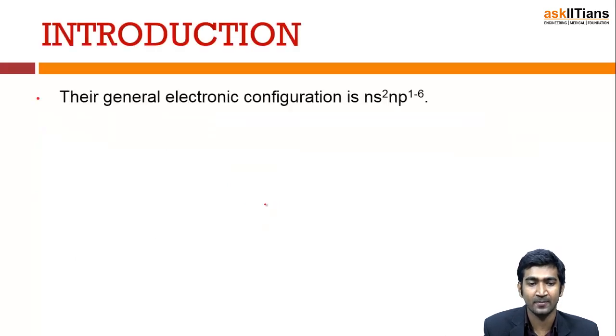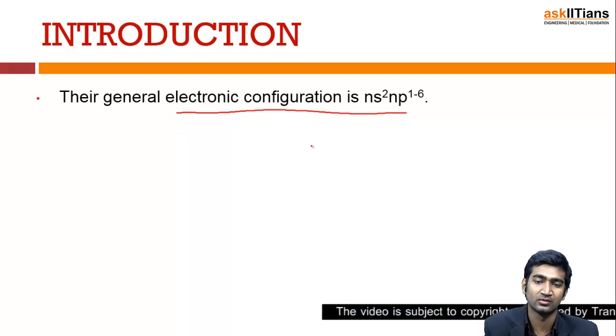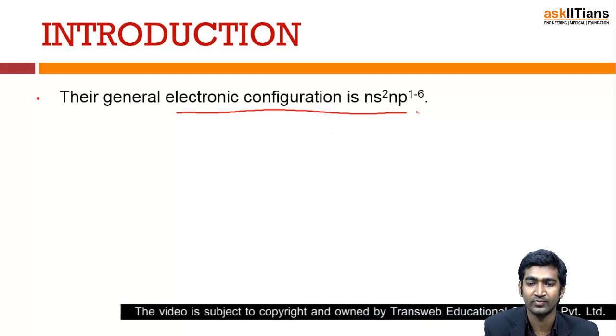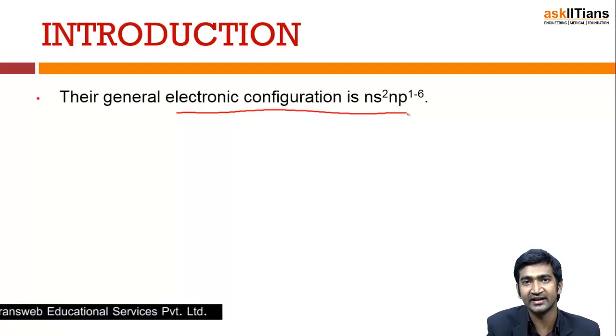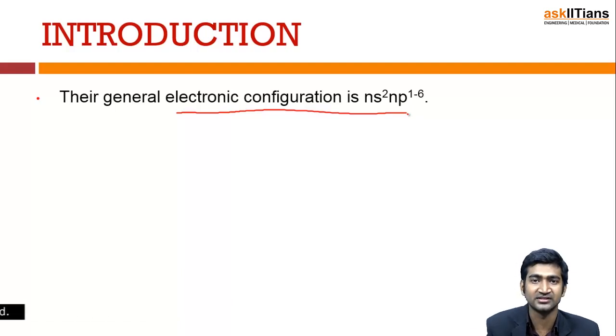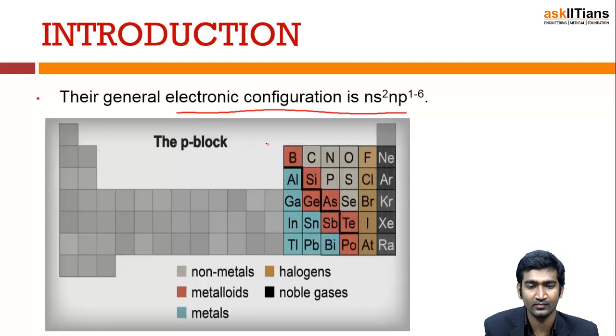You can also see that the electronic configuration is ns2 np1 to 6. The number of p electrons will depend upon the group number. If it is 13, then np1, up to np6. So in total, in the last shell I can have a maximum of 8 electrons. This is the P Block Elements, guys.